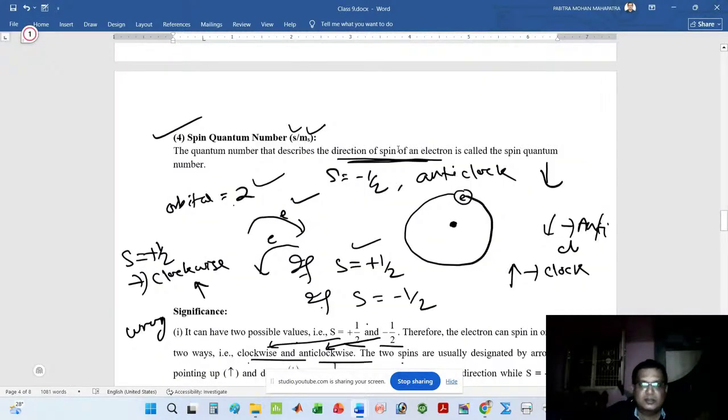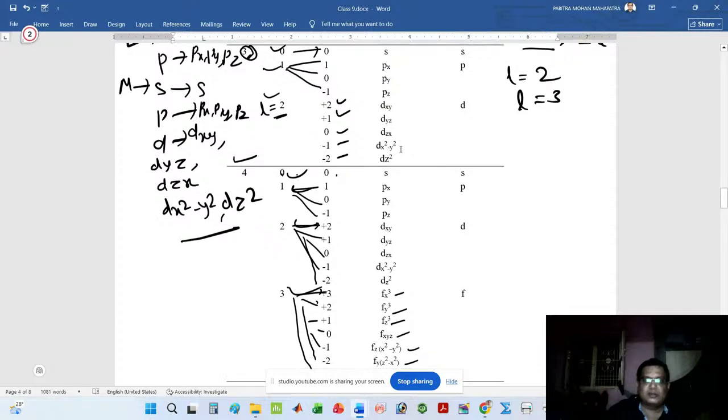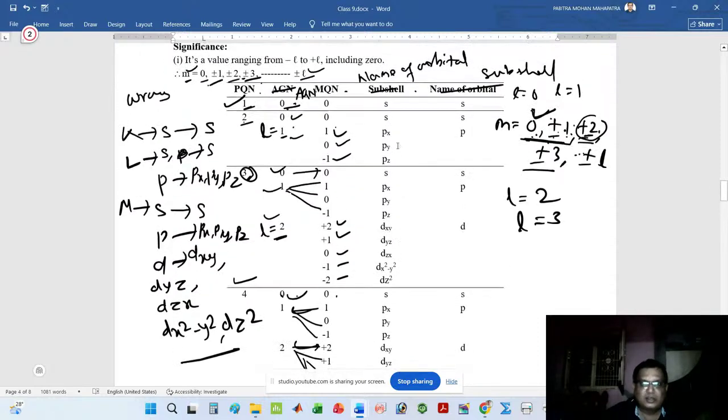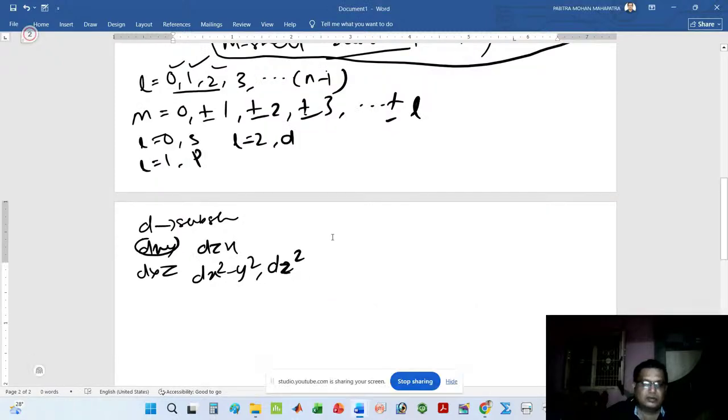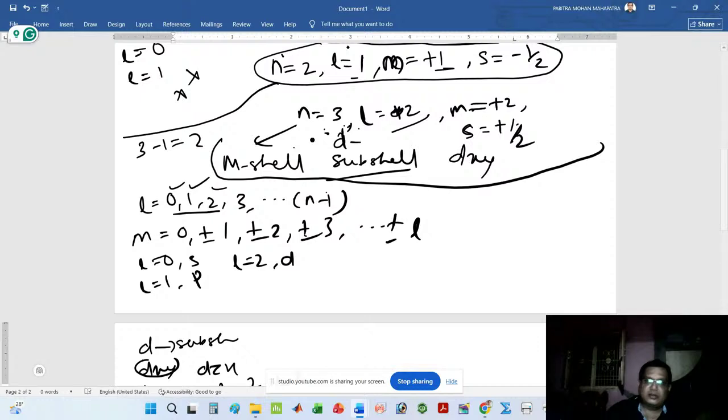Look at this table. Here plus 2 is given. Magnetic quantum number plus 2 means dxy. So here plus 2 is given, so it belongs to the dxy orbital. Since s is equal to plus half, that is clockwise spinning.